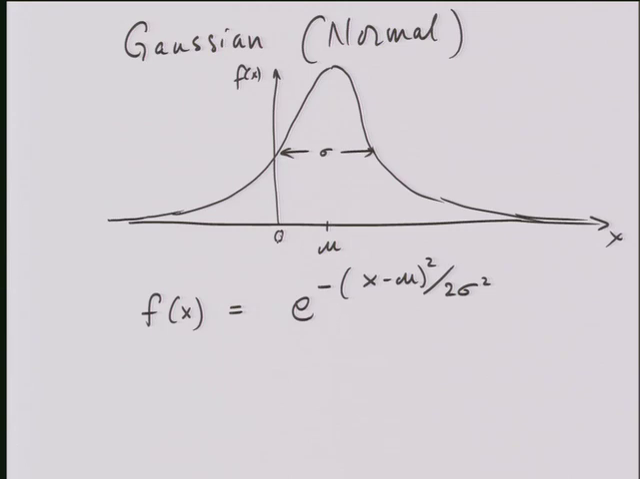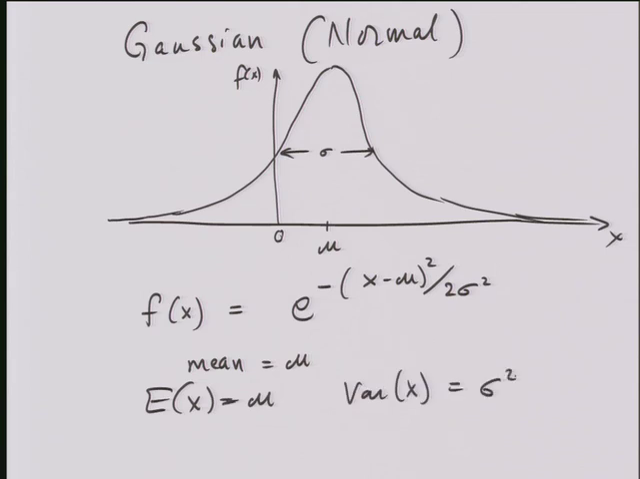Usually you write out the density function and then you calculate what the mean is and what the variance is. The Gaussian comes with the mean and variance already as parameters. So this is the density function for the Gaussian distribution with mean equal to mu, the expected value. The expected value of x is mu, and the variance of x is sigma squared. We'd of course have to verify that these conditions are true by computing integrals, but that's the condition it satisfies.